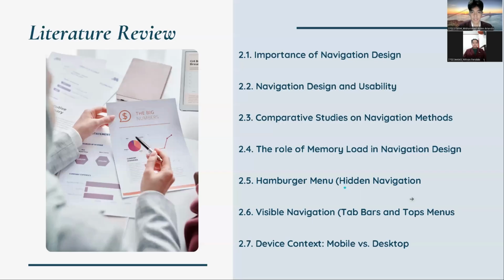And here we have the literature review. For our literature review, we examined several key areas. We started with the fundamental importance of navigation design and its direct impact on usability. We then looked at existing comparative studies on different navigation methods to understand the role of memory load in design. We specifically investigated the characteristics of hidden navigation like hamburger menus and visible navigation such as tab bars. And finally, we considered the crucial difference in device context, comparing mobile versus desktop environments.